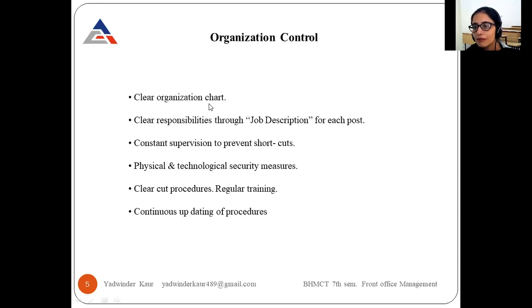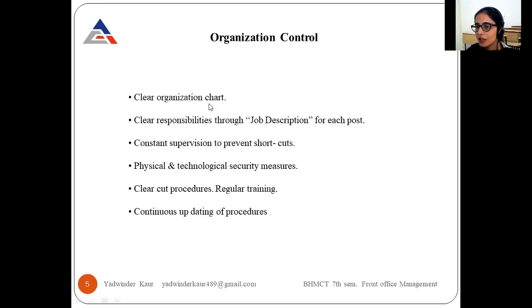We have to inform each and every one of our employees. The job description should be given to each and every person. They have to be done by the job description by each and every one of your staff, right? So constant supervision is also required. It prevents the shortcuts, right?